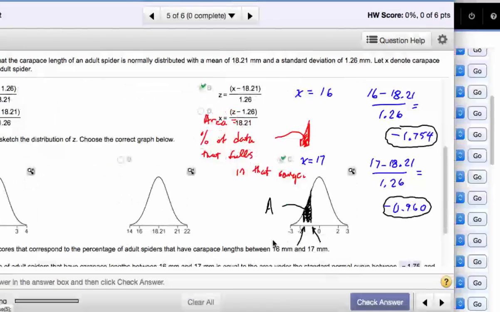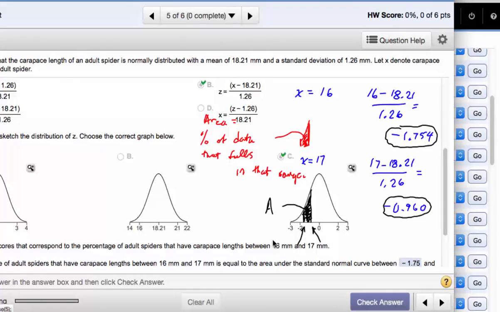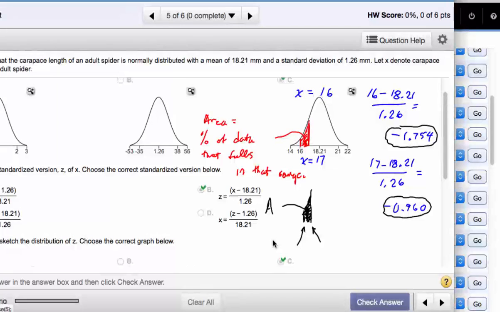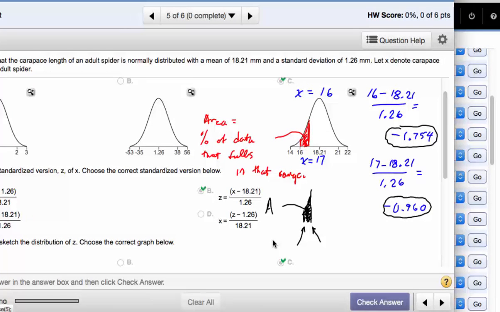So if we have that area on the standard normal curve right there, that black area, it would be the same as the red area on the x distribution, and that would be the percent of the data that falls between 16 and 17 millimeters. Okay, so now we're bridging the gap to where we're going next. Does that make sense? Any questions on that? Yeah, please.